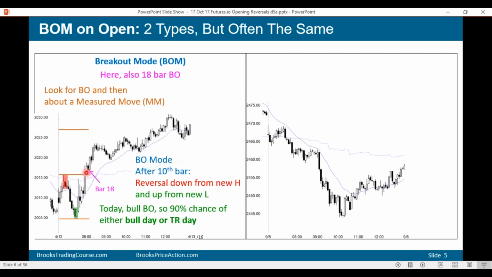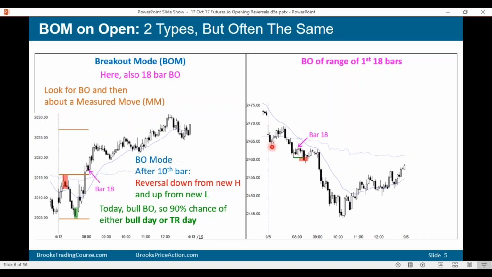You'll either go up or you'll go sideways, and even if you go sideways, you can buy more lower, again putting a stop down here and having a high probability of making at least a scalp. This is not a breakout mode situation.